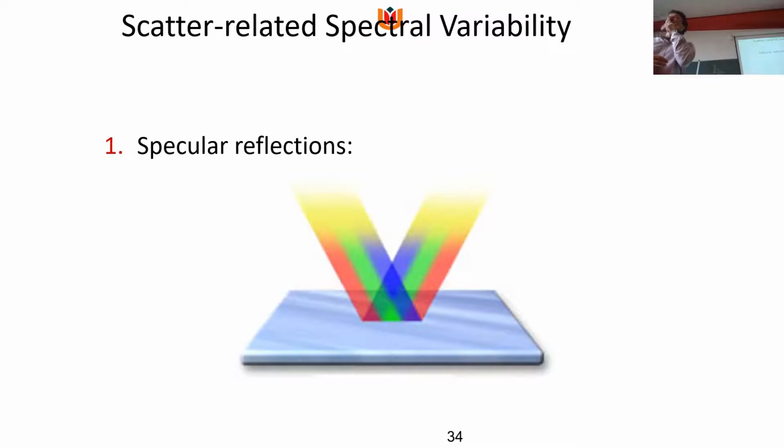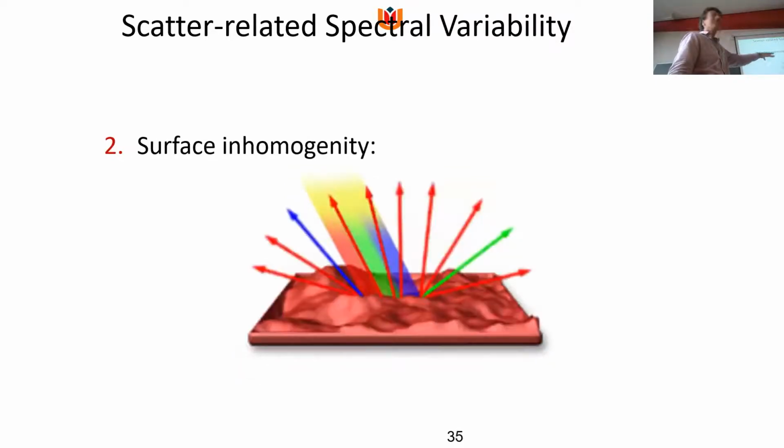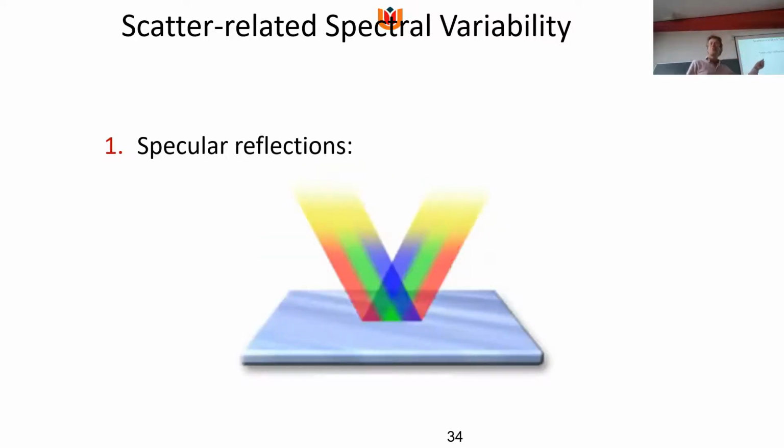It's the first boundary between air and something with a high refractive index. That will give you specular reflections. If something is very straight, that will be like a mirror. If something is very rough, if there's a surface inhomogeneity, if it is very uneven, then you will get more diffuse reflectance. Now this reflectance will be in your signal.